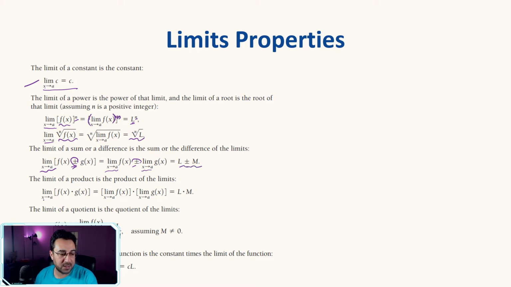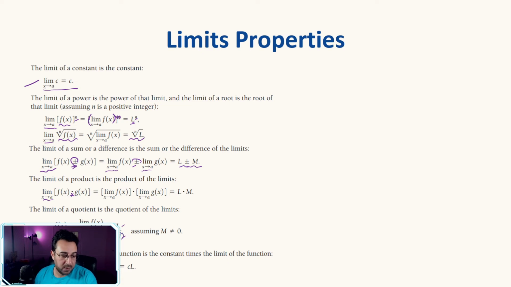Now the limit as x approaches a of the function f of x multiplied by g of x, you can distribute the limit as well. So it can be the limit as x approaches a of f of x multiplied by the limit as x approaches a of g of x. If you have the limit as x approaches a of f of x divided by g of x, you can distribute the limit as well. So it can be the limit of f of x as x approaches a over the limit of g of x as x approaches a, which equals some number over another number, assuming the denominator does not equal 0.